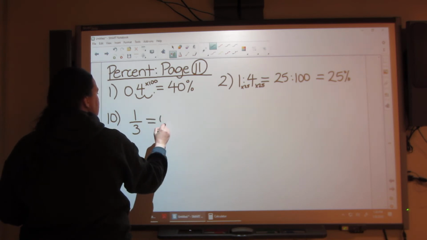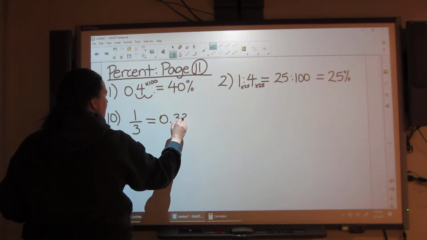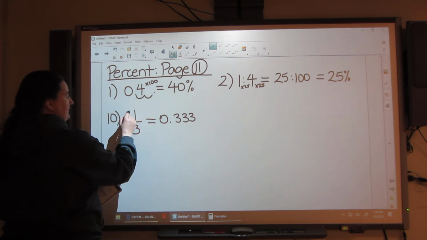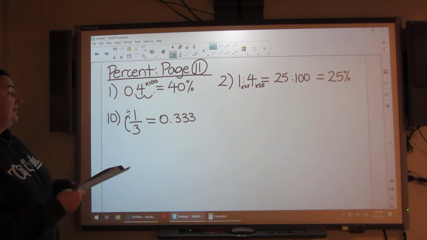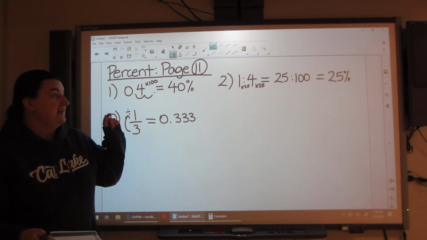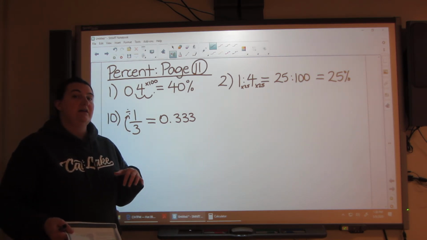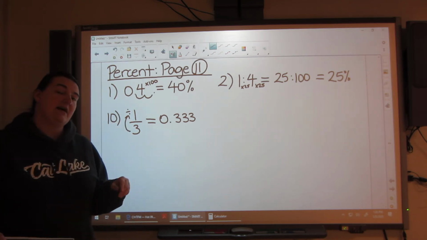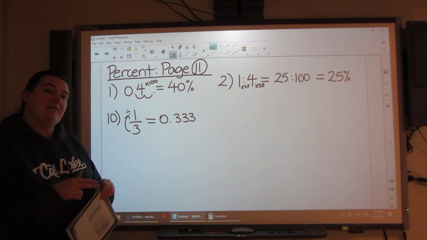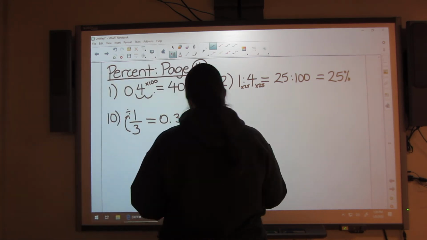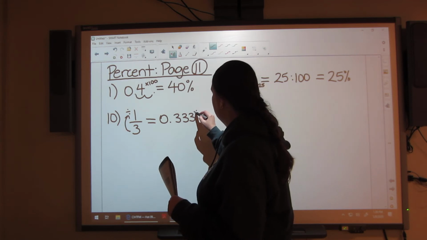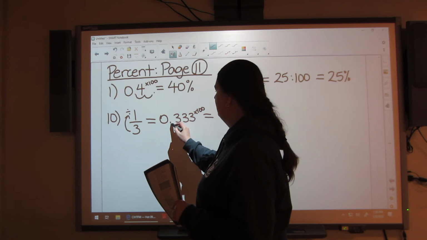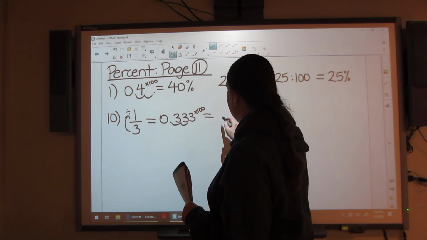So 0.333. So I divided, right? Why did I divide? Because I can't change 3 into a denominator of 100 evenly. So I have to use division if 3 isn't part of my 100 math facts, which I hope you have memorized by now. All right, and then we have to times by 100 to change it to a percent. Move that decimal 2 spots over.